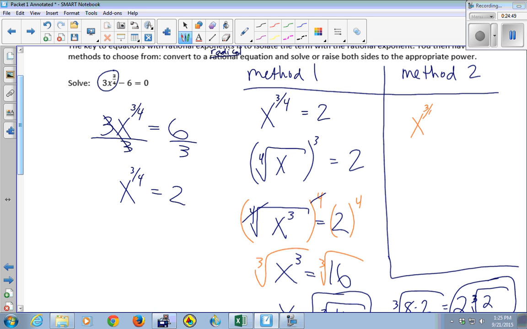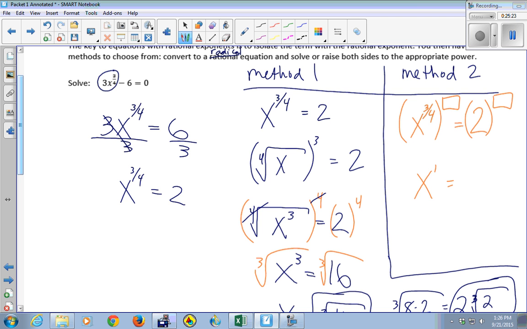X to the 3/4 equals 2. So I'm going to raise both sides to a power, some unknown power, which is totally legit, as long as I do the same thing to both sides. So I want to choose the exponent very carefully, so that when I raise x to the 3/4 to this new power, my answer is just going to be x to the first.